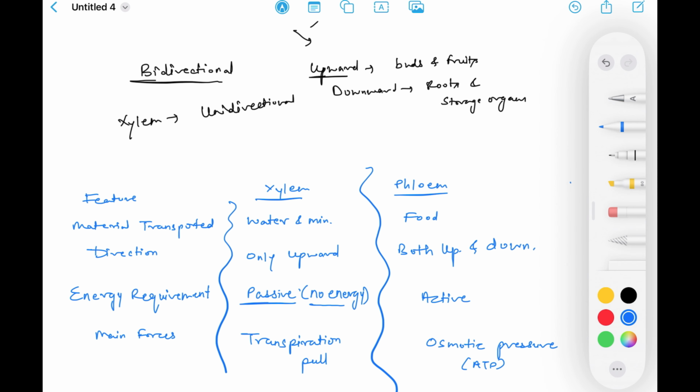So what is the importance of transportation in plants? It distributes water and minerals for photosynthesis. It supplies food to growing and storage parts. It maintains plant structure and it enables growth and repair.